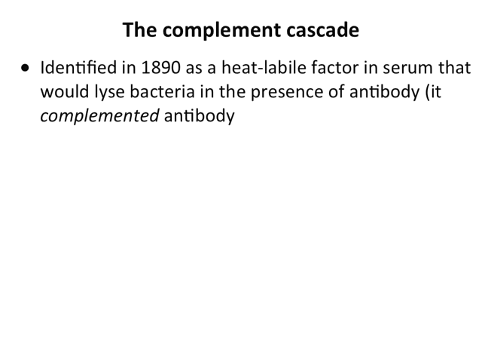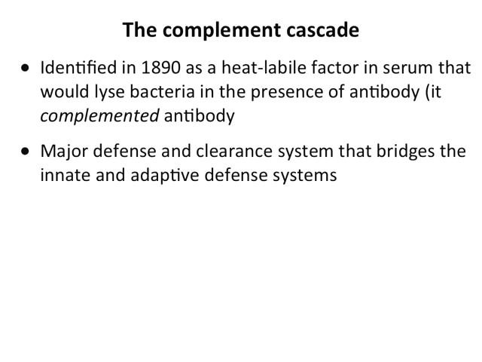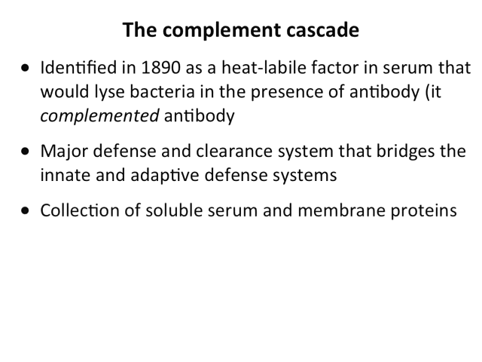Another component of the innate response is complement, called the complement cascade, identified in 1890 as something in serum that was sensitive to heat that would lyse bacteria when antibodies against the bacteria are present. So they said this complemented the activity of antibodies, so they called it complement. Now, complement is a major defense system that bridges innate and adaptive defenses in a different way than dendritic cells do. And it is a collection of serum and membrane proteins, many, many different components, not just a single protein, as you will see in a moment.